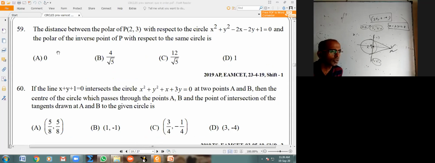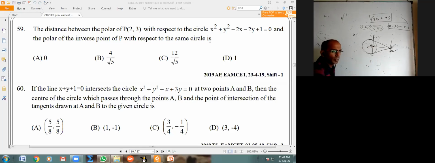59. Somebody was asking. Okay. The distance between the polar of this point with respect to this circle and the polar of the inverse point of P with respect to the same circle. Oh, fine. Right here, the figure is there. See, if you take this figure, the polar of P is this line. The polar of Q is this line. And if you want the distance between them, it is nothing but the distance between P and Q. For that, you don't have to waste your time finding Q also. I'll tell you what to do.